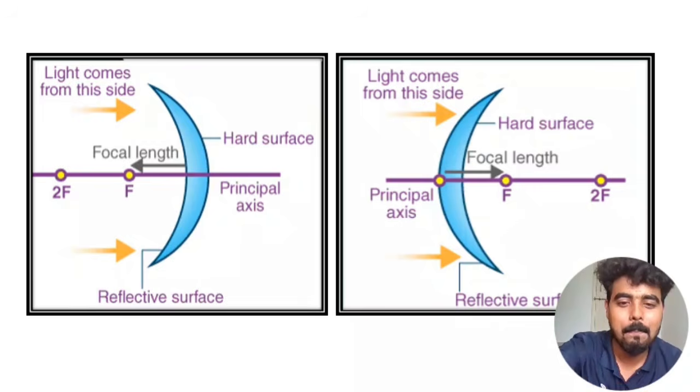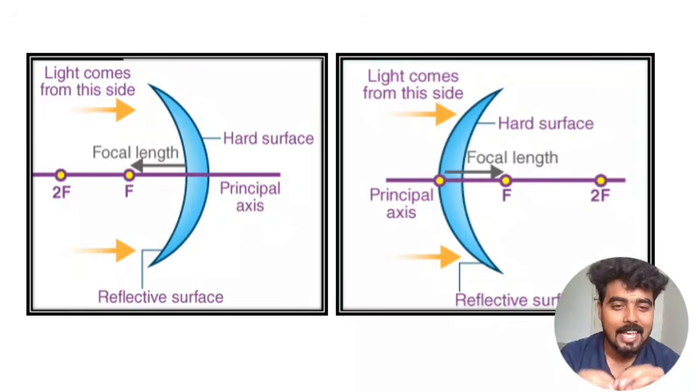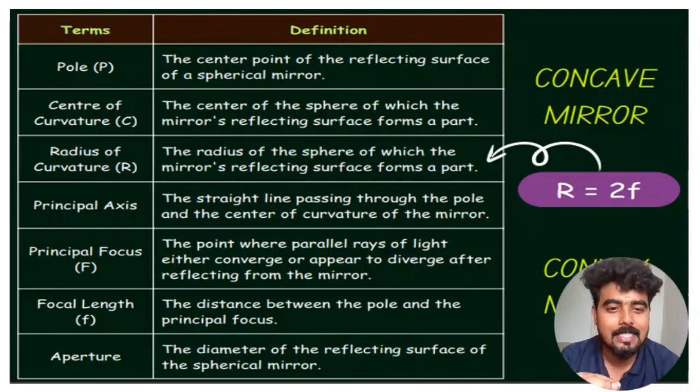Next one is principal axis. A straight line passing through the pole and the center of curvature is called the principal axis. The next one is principal focus.